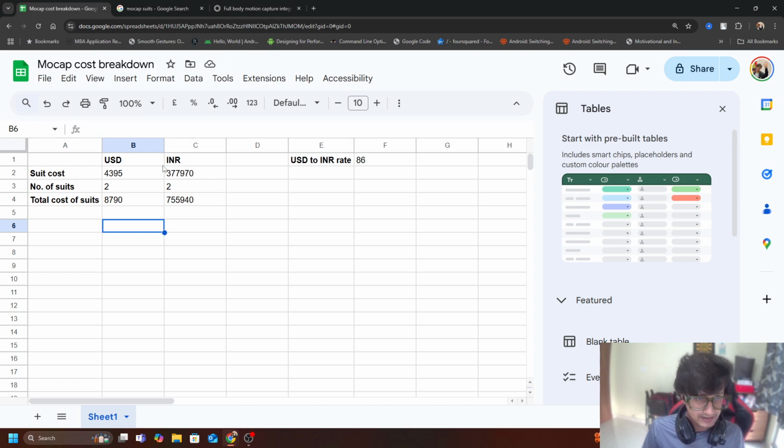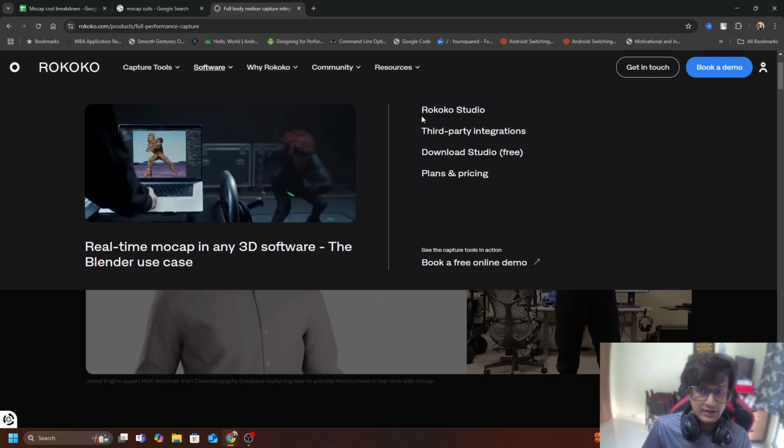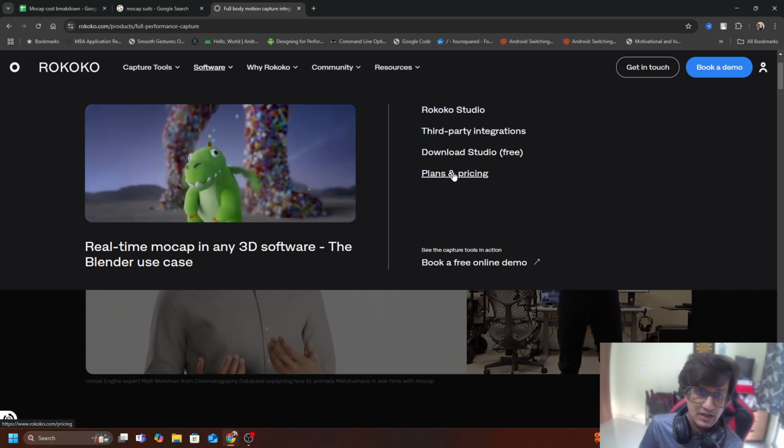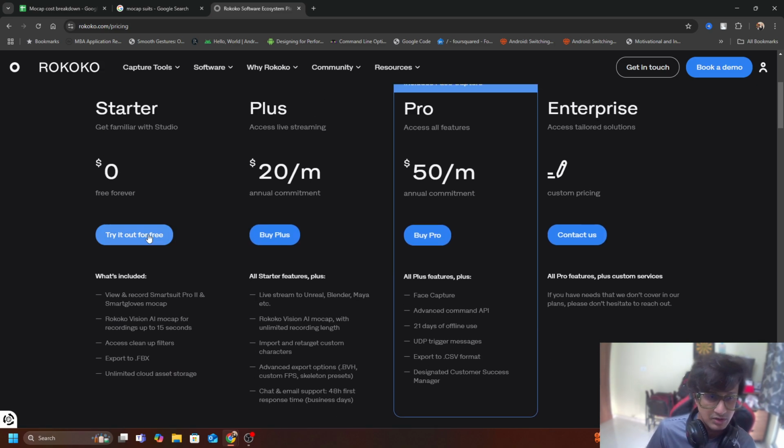If you are able to acquire a suit, that does not mean that you can do motion capture properly and that's the end of the story. Acquiring a suit is basically just getting that suit. But you also need to account for the software. Let's say if we go to Rokoko and see the plans, Rokoko has a starter pack that is free, but there will be limited functionality available for you. So most definitely you will have to opt for a Plus or a Pro plan, or alternatively, if you are a bigger studio, then you might have to opt for an Enterprise plan.